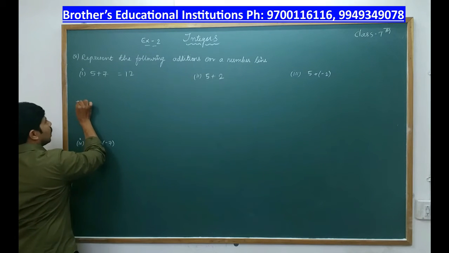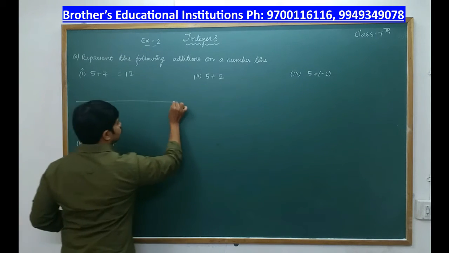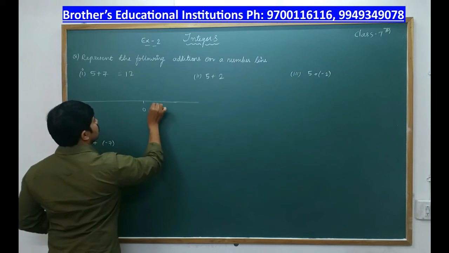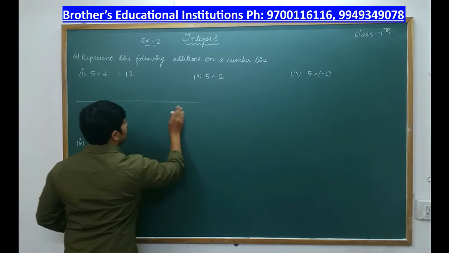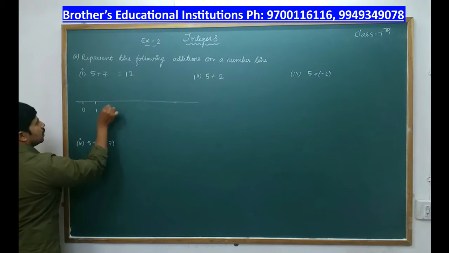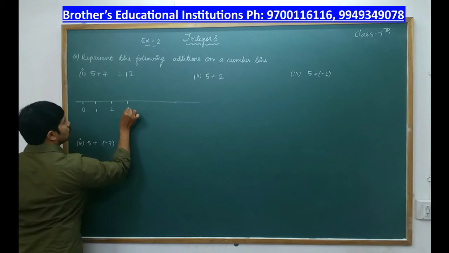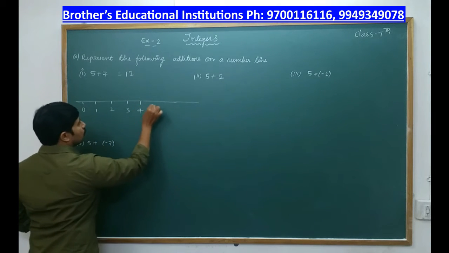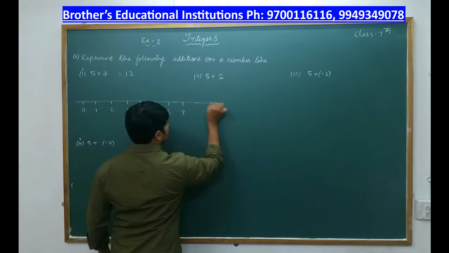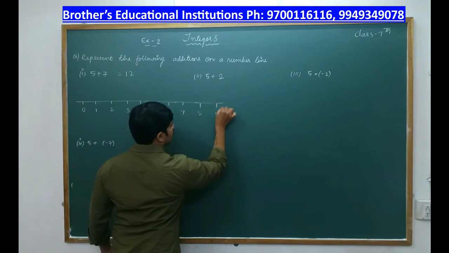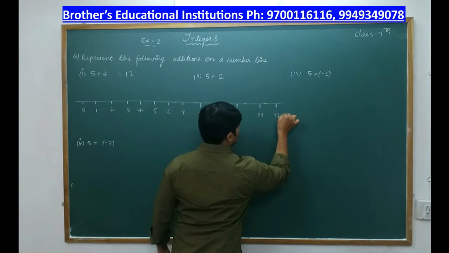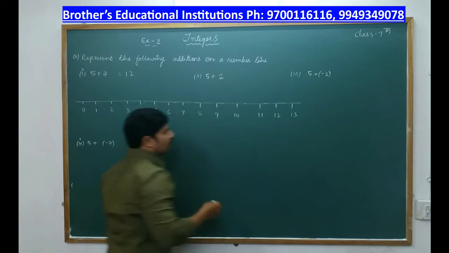So we draw a number line. So this is 0 we have. As we have only a positive side, I just take 0 over here. Anywhere you can take, I take here. So 1, 2, 3, 4, 5, 6, 7, 8, 9, 10, 11, 12, 13. Okay, any numbers you can write.